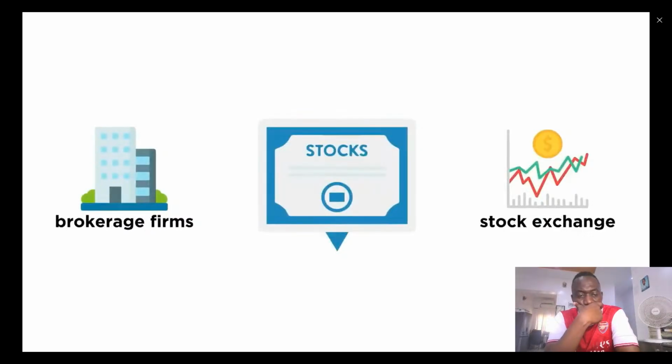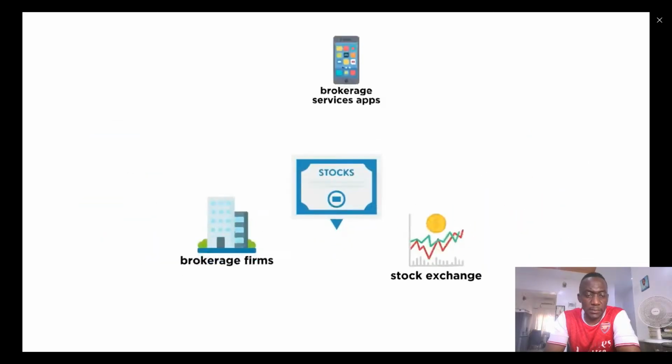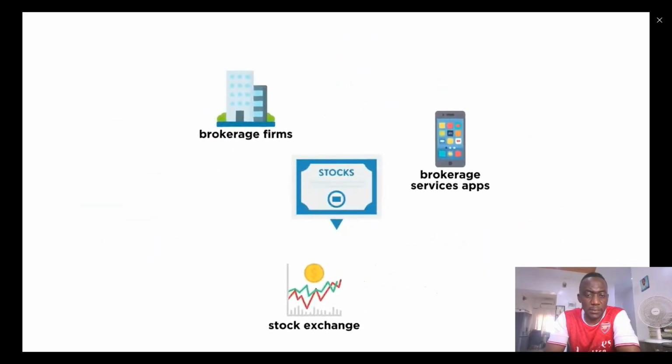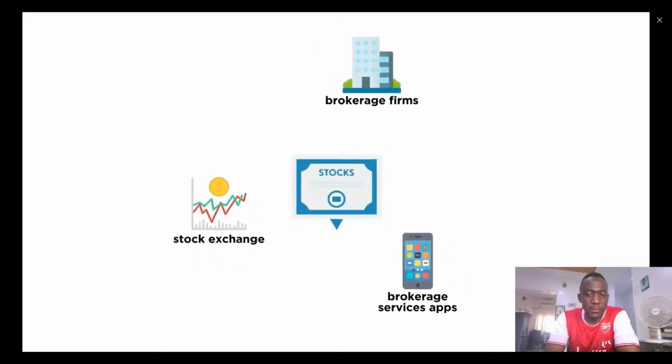Brokerage firms are businesses that help stockholders trade stocks and sometimes even deal out stocks. These days, anyone can easily access the stock exchange on their phone through apps that offer brokerage.